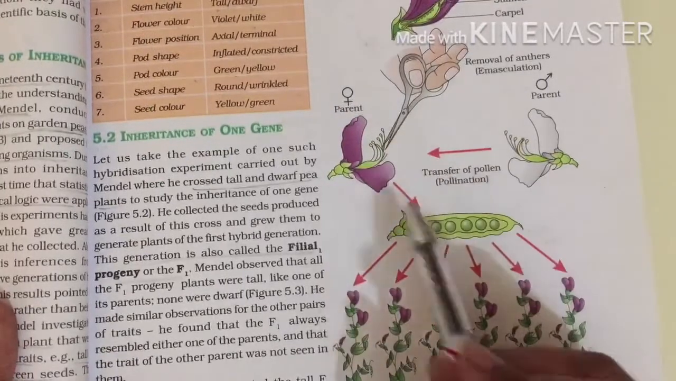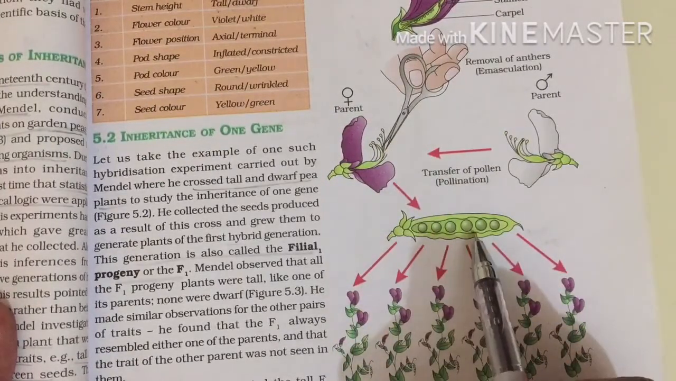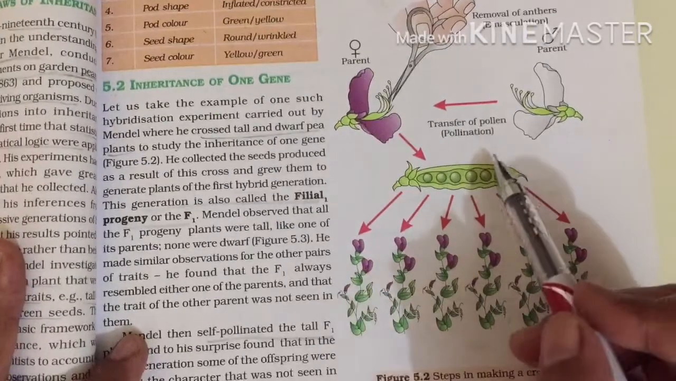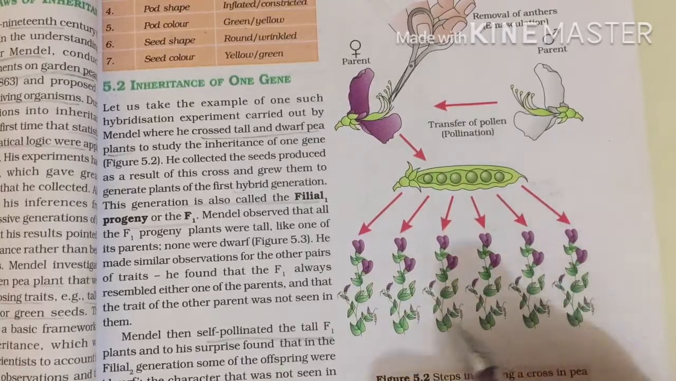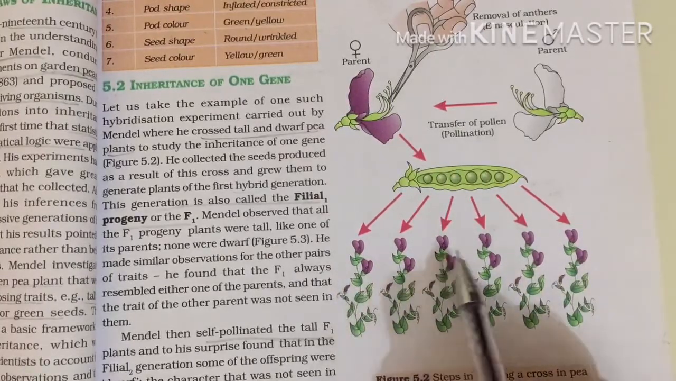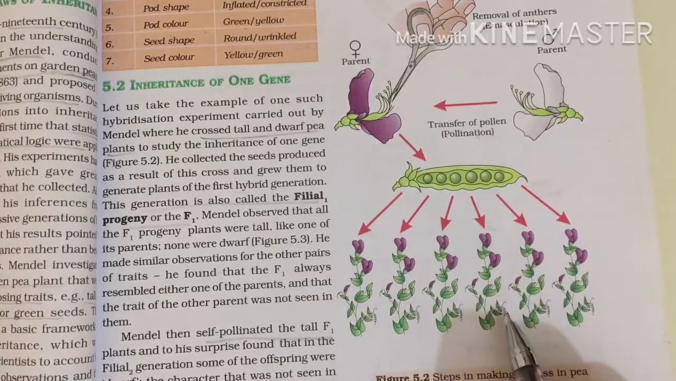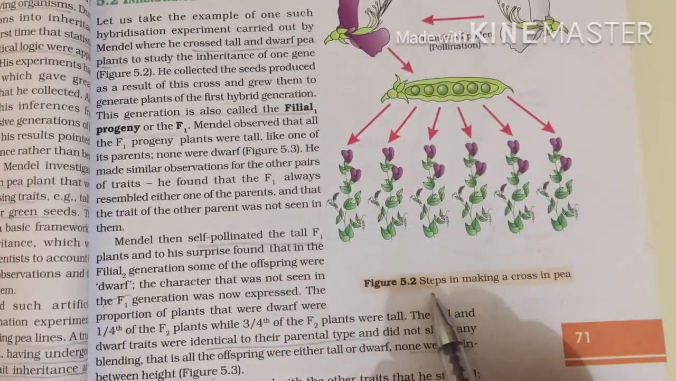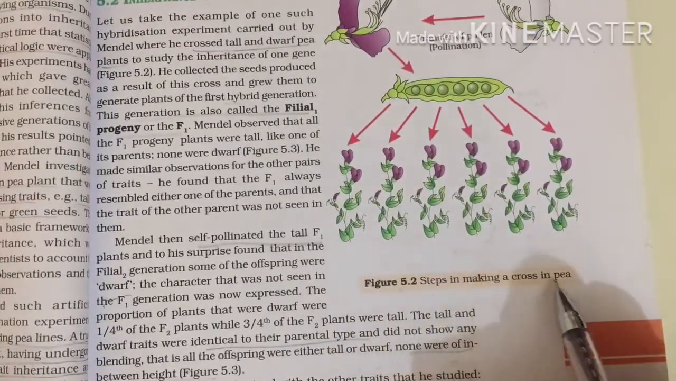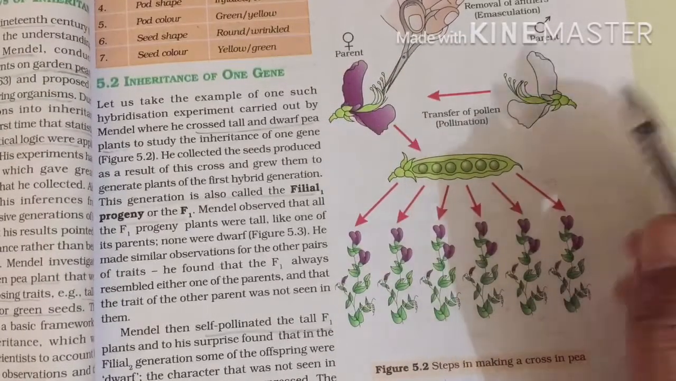Now you can find that both the plants after fertilization will produce seeds. When these seeds are sown under the soil, they will germinate and produce plants. And to his surprise, he found all the plants were tall. When he got these plants, what he did next was self-pollinate them. Then in the F2 generation he got both tall and dwarf. These are the steps in making a cross in pea. This was just a general idea of what he got.